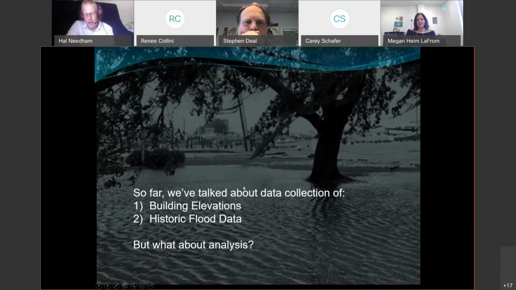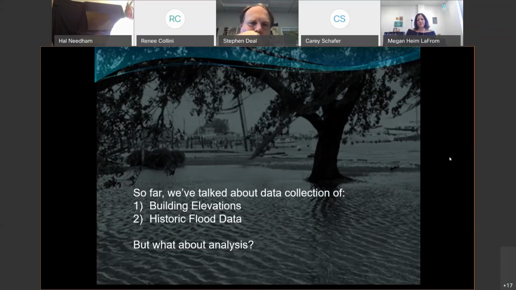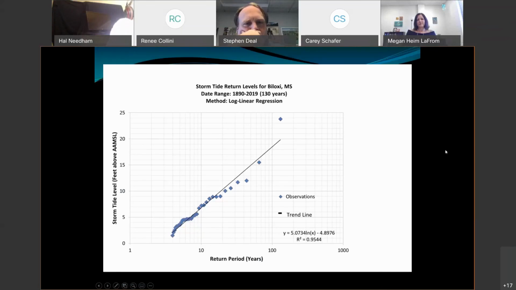Let's see. I've gone now to a slide that says, so far we've talked about data collection of building elevations and historic flood data, but what about analysis? So these next slides are going to get into really the analysis of the data and basically bringing some statistics into it to analyze the data and help us understand our vulnerability a little better. We can go to the next slide.